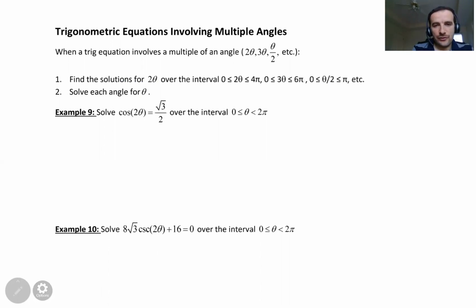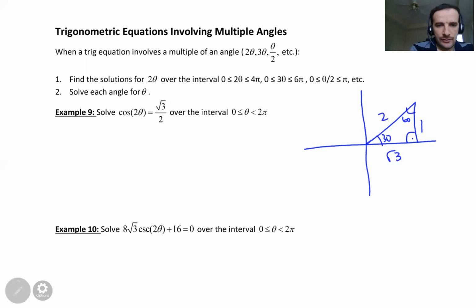Cosine 2 theta is equal to root 3 over 2 over the interval. So solve this over the interval from 0 to 2 pi. Okay. So cosine 2 theta is equal to root 3 over 2. Again, root 3 over 2 is a special triangle, right? It is the 30, 60, 90 triangle, with sides 1, root 3, 2. But this time we should write the general solution, okay?